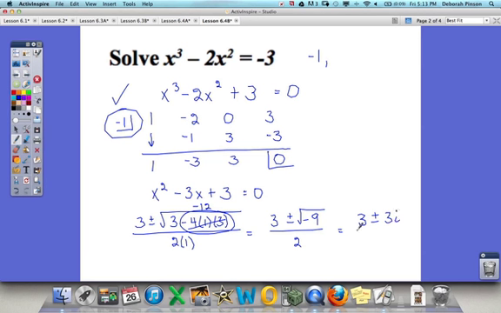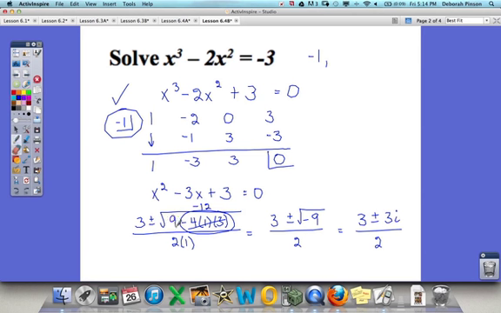Square root of negative 9 is 3i. I can't reduce here. So, I made a mistake. What mistake did I make? My notes don't match this. Oh, right here, I should have done b squared, and I just did b.